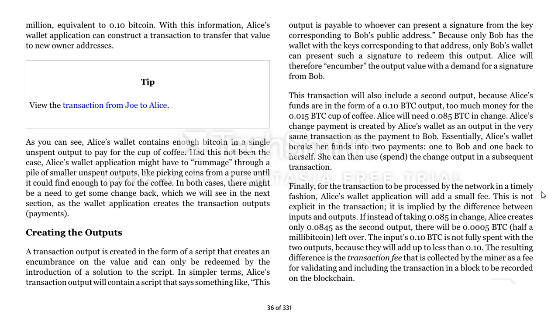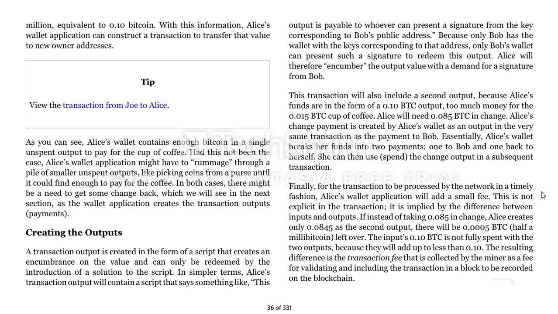As you can see, Alice's wallet contains enough bitcoin in a single unspent output to pay for the cup of coffee. Had this not been the case, Alice's wallet application might have to rummage through a pile of smaller unspent outputs, like picking coins from a purse until it could find enough to pay for the coffee. In both cases, there might be a need to get some change back, which we will see in the next section, as the wallet application creates the transaction outputs, payments.